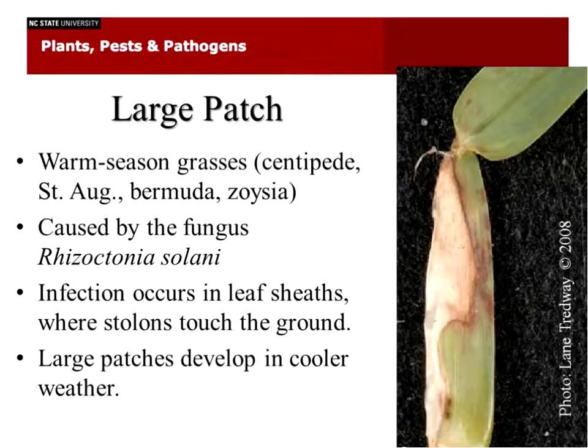So it's interesting that whatever the environment is that's unfavorable to that particular type of grass is when it's going to have disease problems. So in this case, we're talking about the cooler months when we have problems on the warm season grasses. The infection in this case is occurring on the leaf sheaths where the stolons touch the ground. So that's where Lee looks when he diagnoses this particular one. You can see in the photograph there some of the damaged, dead, necrotic leaf sheath tissue from the infection of this fungus. It, as the name suggests, will develop into large patches in the lawn during the cooler weather.